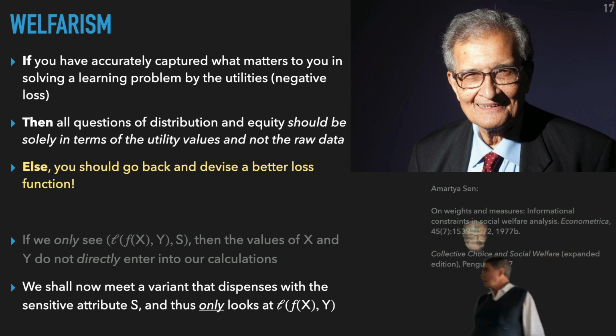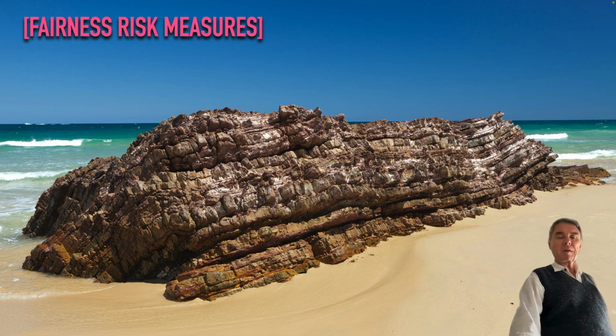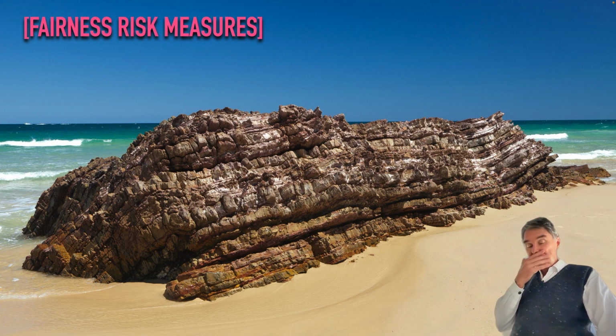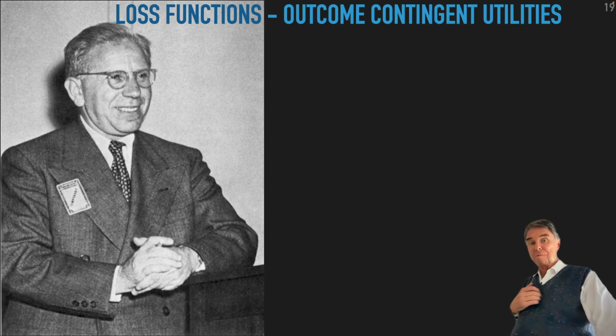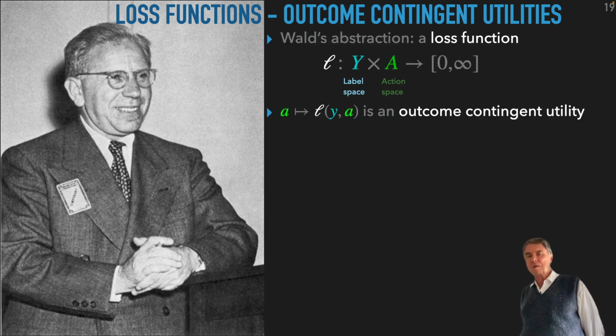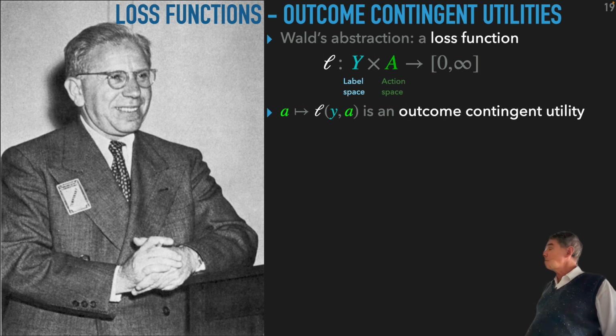So all we're going to look at is this, right? The loss our predictor makes on a particular sample. So that's the gist of this paper that's in the readings for this lecture called Fairness Risk Measures. I already said this about outcome contingent utility. Sorry, I forgot I had this slide. So I was quoting this before without the symbols up there.